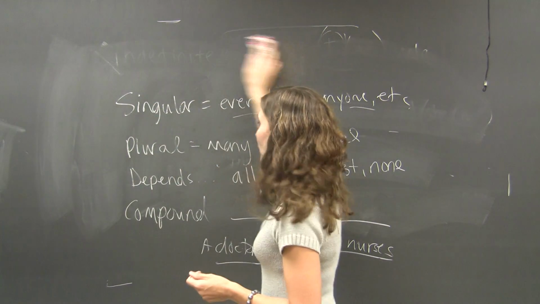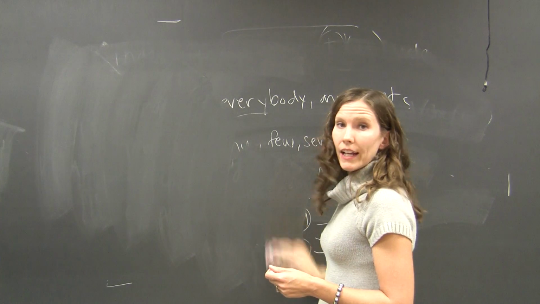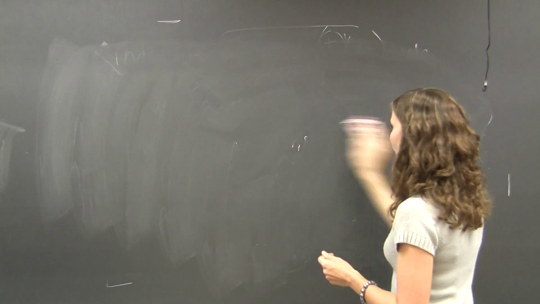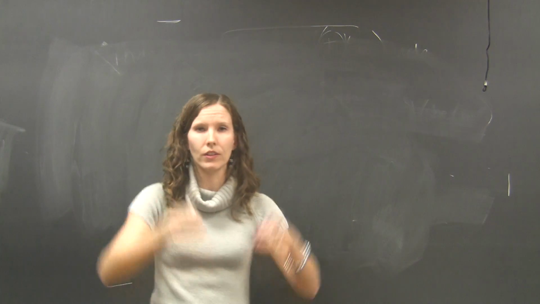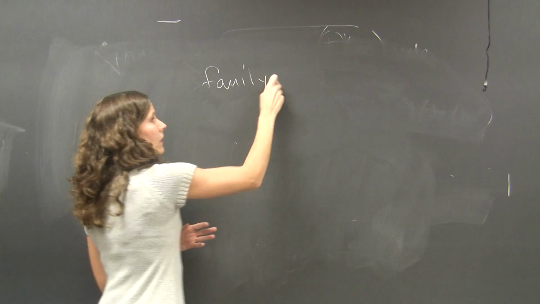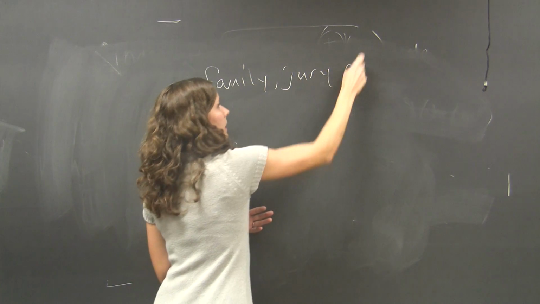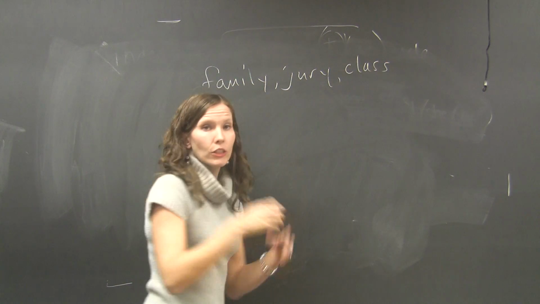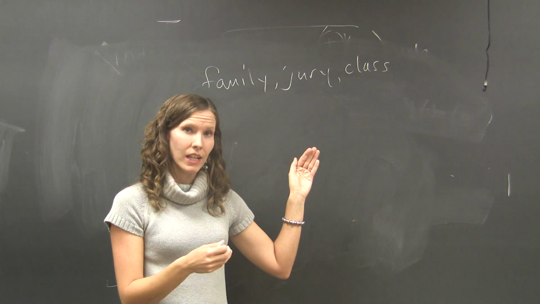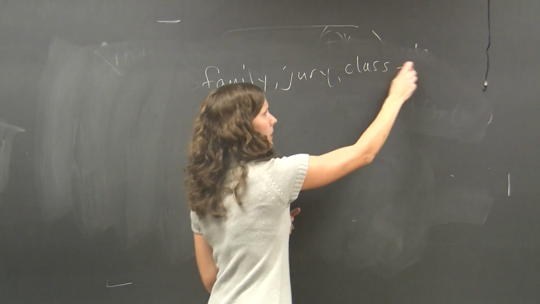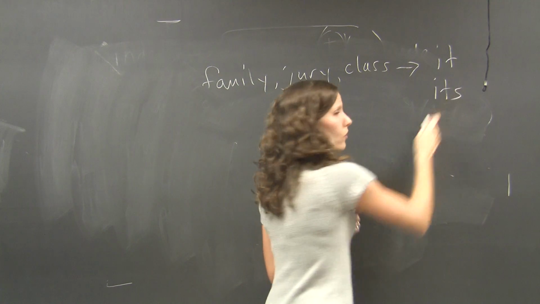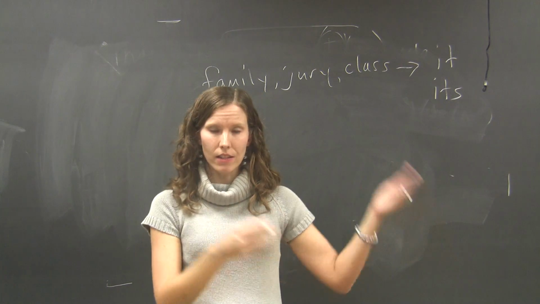With collective nouns, they not only are singular, but they also are things. And as a review, collective nouns are those words that refer to groups of people, like family, jury, class. It's a group of people, but it's acting as a unit, so it's singular, and it's a thing. So the pronoun that goes with these words is it or its. The class took its midterm.